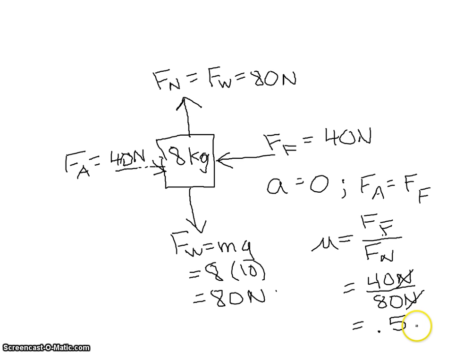Notice how the newtons will cancel out. So the coefficient of friction does not have a unit. It is a ratio. One way to look at this number is to basically see that it takes half as much force to push the object as is the weight of the object. So that coefficient of friction, and this happens to be a coefficient of kinetic friction because the object was moving at a constant speed. So this was a friction force that was kinetic, and this is a coefficient of kinetic friction. And that's how you solve these problems.